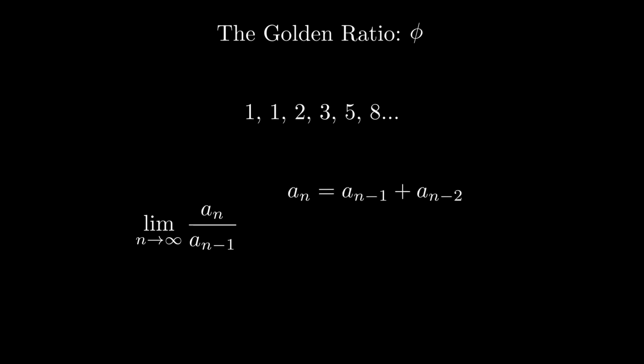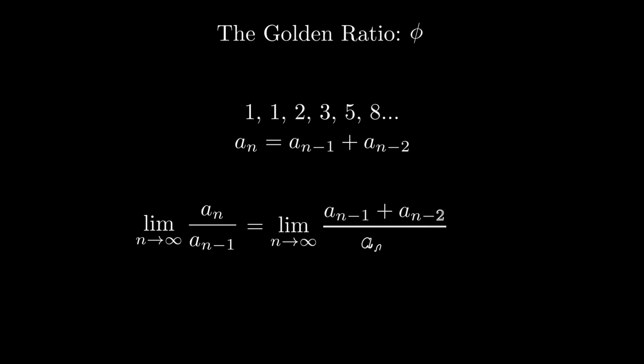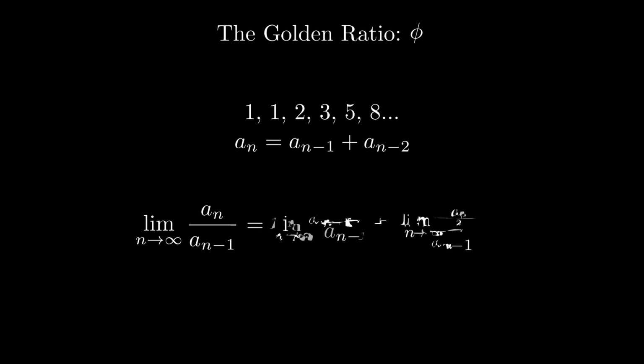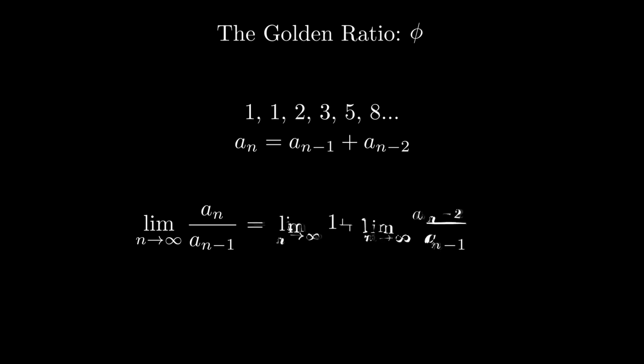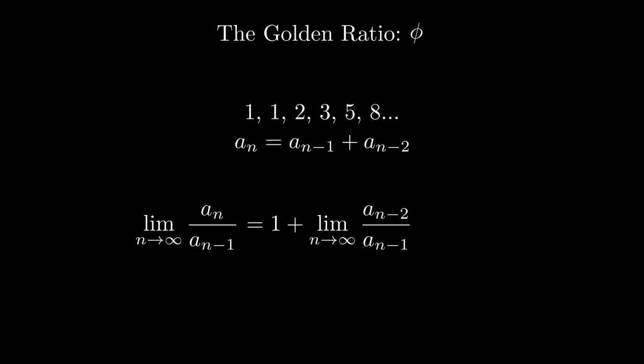We can use this to rewrite our original limit as a sub n minus 1 plus a sub n minus 2 all over a sub n minus 1. We can break this fraction up, and now the left-hand side of this expression simplifies to 1. And if we let x equal our original expression, we see that the expression on the right is equal to 1 over x, since a sub n minus 2 over a sub n minus 1 is essentially a sub n minus 1 over a sub n.